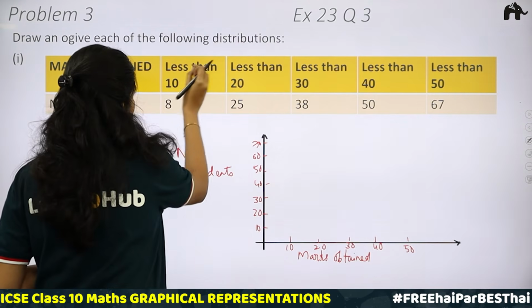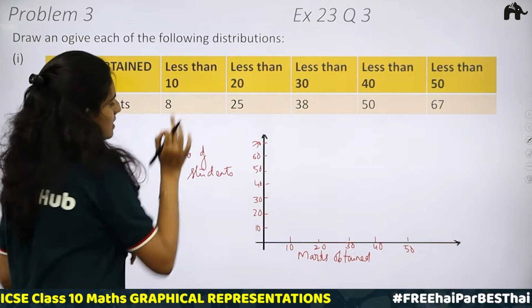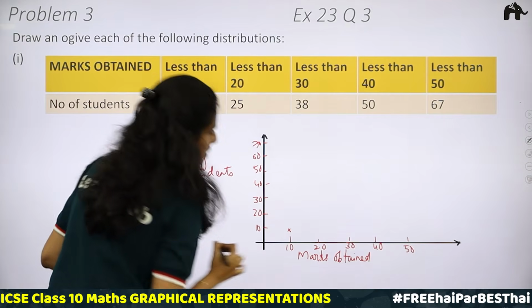Okay. So, first, less than 10. Here we have 10. Okay. The number of students is 8. Where do we have 8? 8 is somewhere here you will be having 8. So, this is a point.